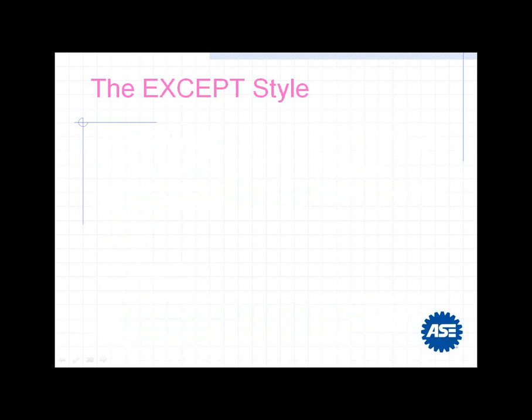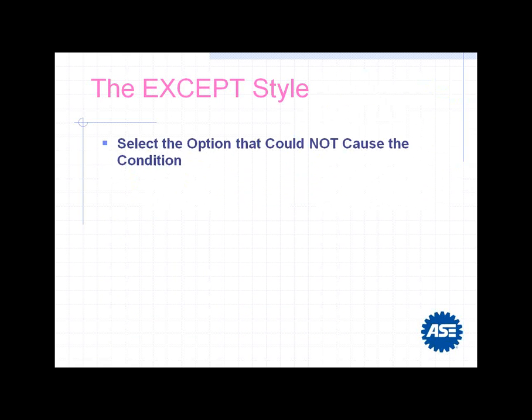Okay, we have another style question. These are a little bit different now. This is what we call the accept style, okay? This forces us to shift gears a little bit, okay? From all the other question styles we've just looked at, the accept style wants us to look for the option that could not cause the condition. Okay, could not cause the condition.